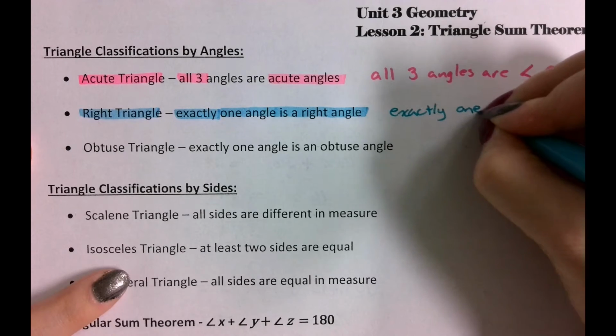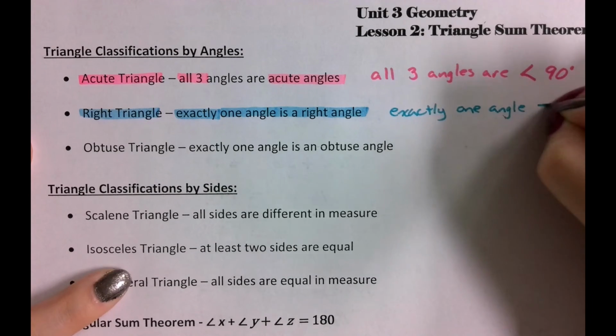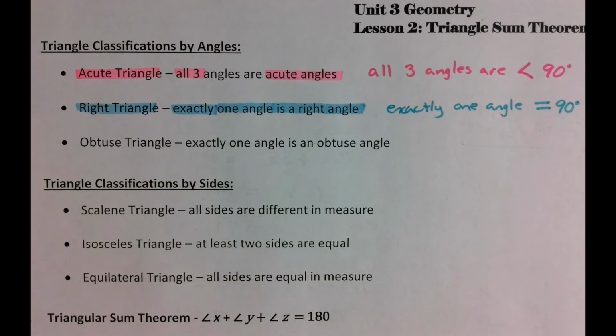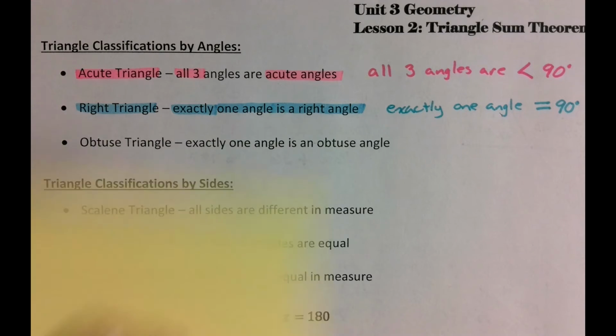Exactly one angle that equals 90 degrees. Okay, you can't have more than one, because if you have more than one 90-degree angle, are you going to be able to make a triangle? No. Look, here, I'll put a post-it note up here so you can see.